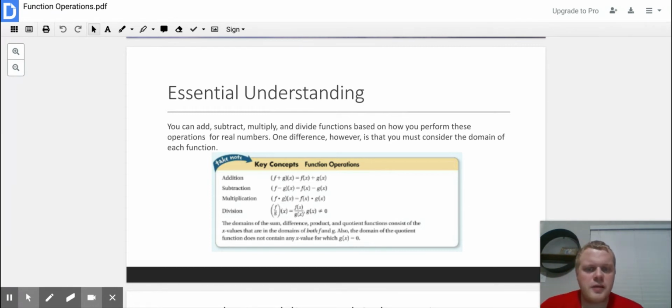So the domains in the sum, difference, product, and quotient functions consist of the x values that are in the domain of both f and g. Also, the domain of the quotient function does not contain any x value for which g of x equals 0. So again, our denominator in division cannot equal 0. So those are the main things we have to focus on, okay?